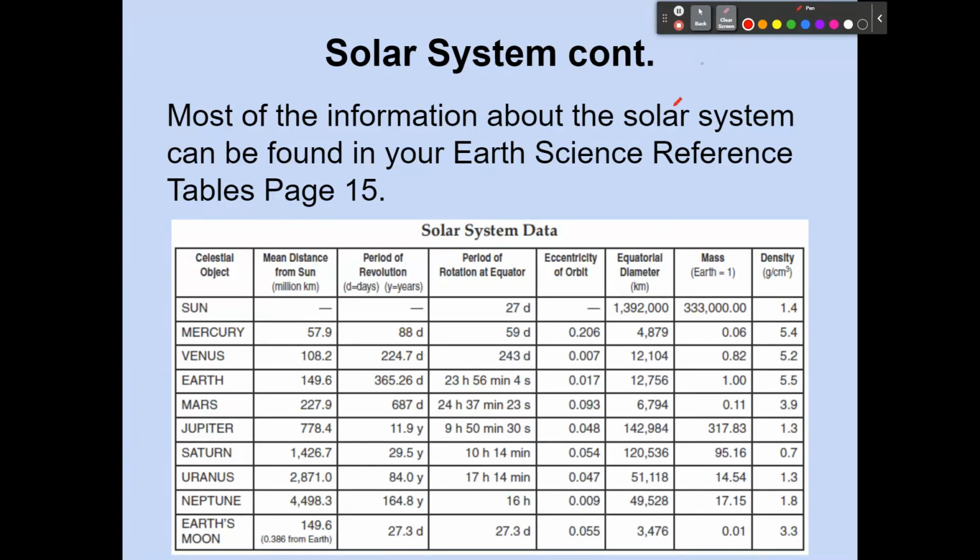So, general trends is that distance from the sun and rotation doesn't have any kind of correlation whatsoever. While period of revolution, though, as you can tell, as you get further away from the sun, it takes longer and longer for objects to actually go around.